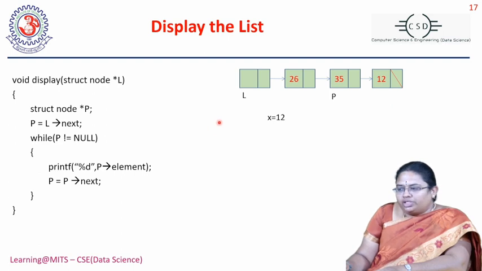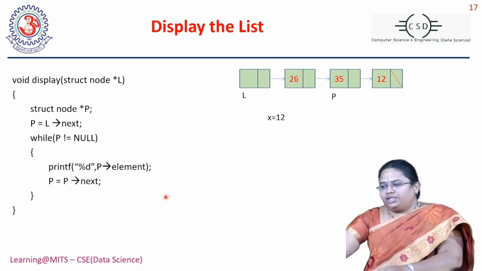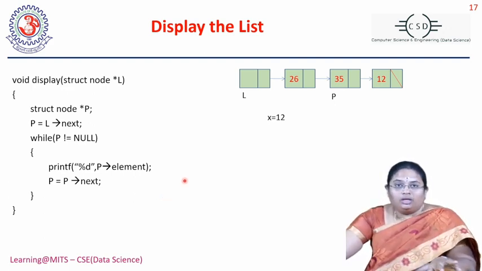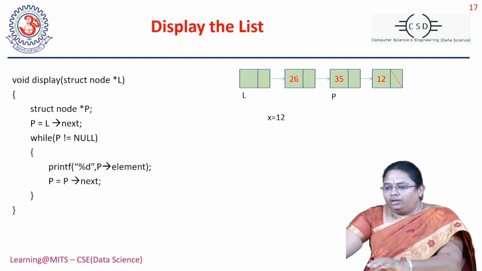So the first time this is P and I am printing this element, and P equal to P next, this will be P. I am printing this element, and P equal to P next, this is P. I am printing this element. And the fourth time, if I give P equal to P next, P will reach null. So it is equal to null, the while loop gets exited. By this we are displaying the linked list.